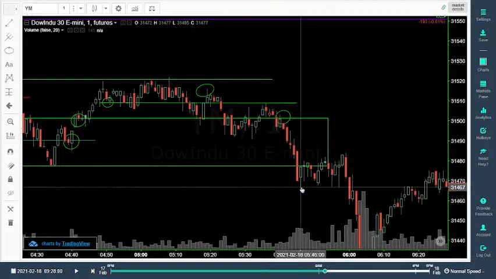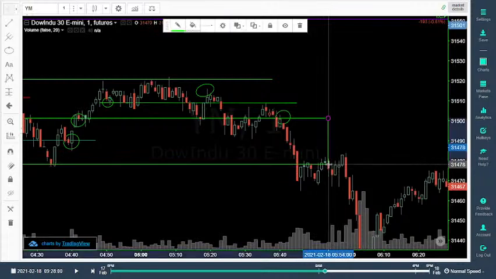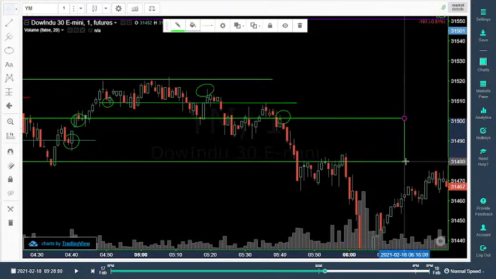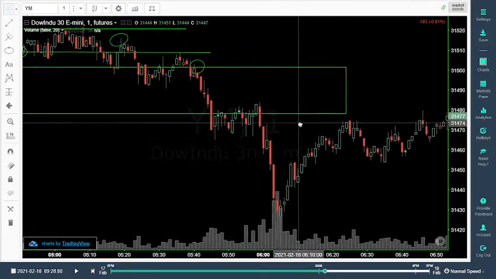So we eventually came back, broke out of the zone a little bit, came back and pretty much found resistance at the bottom of the zone where it used to be support, which makes sense. That's how the market should be moving.